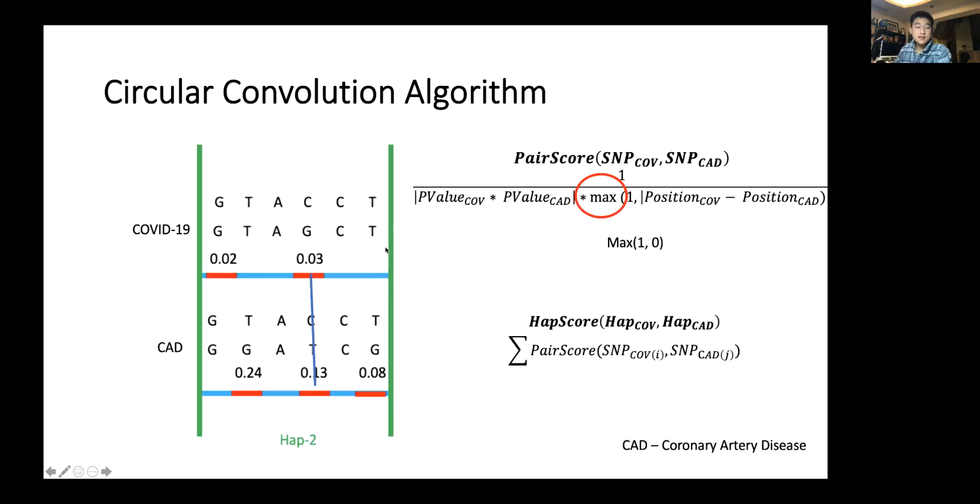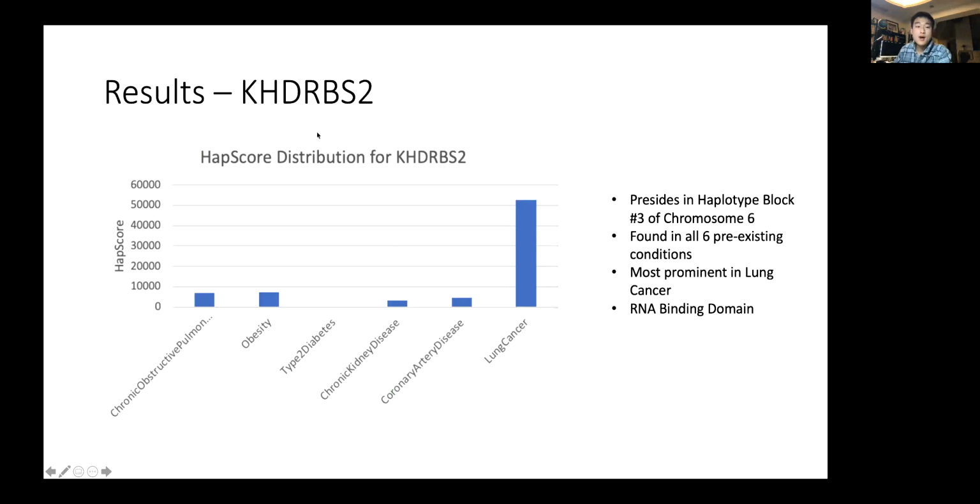Now, essentially, this is how we get the score of one half-life block by comparing two diseases. I would get the HAP score for all the other half-life blocks and find the blocks with the highest HAP scores, and these half-life blocks would contain the genes that drive the comorbidity trends between the two diseases. One half-life block that had high values across all of these diseases was half-life block number 3 in chromosome 6.